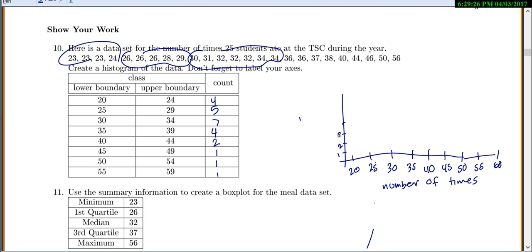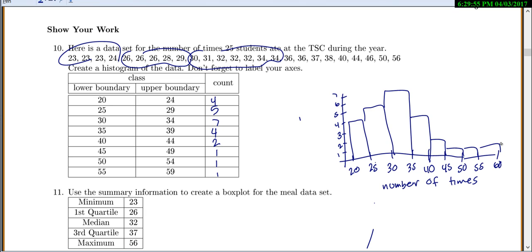So we can probably just do a scale, go by 1. So 1, 2, 3, 4, 5, 6, 7. So from 20 to 24, or in this case kind of like 25, I'm just saying we won't include the 25. We have 4 of them. And then our next one has 5, 7, 4, 2, 1, 1, 1.